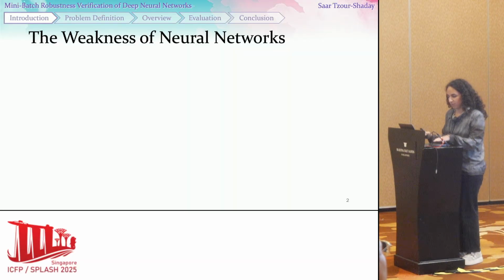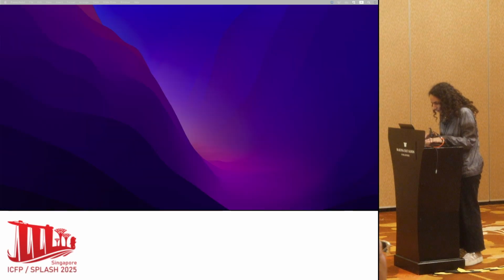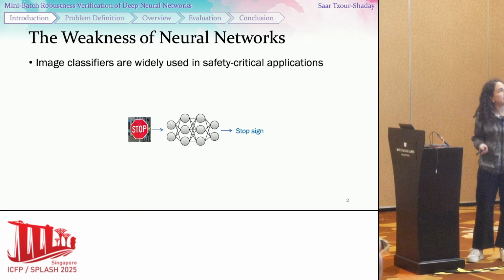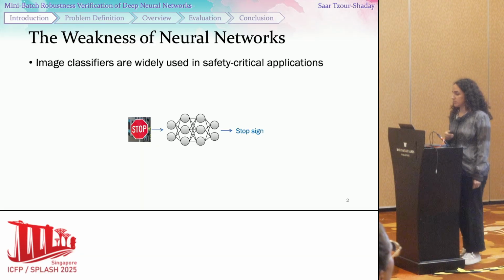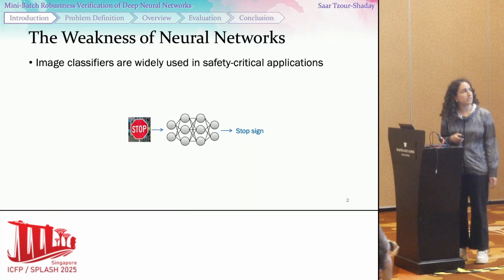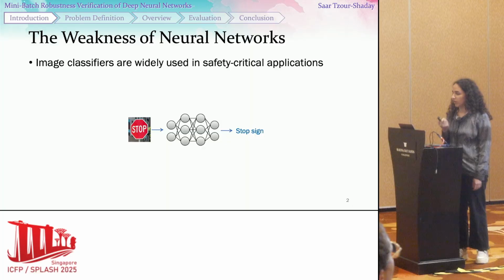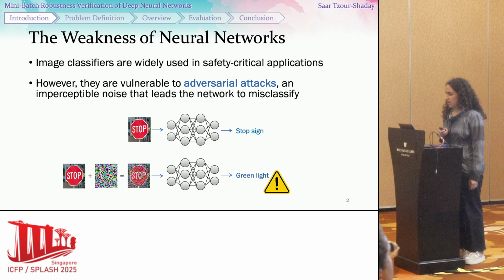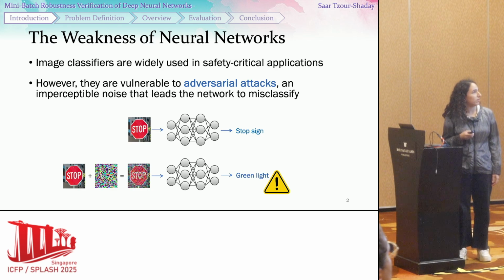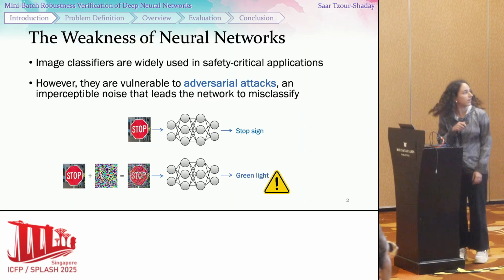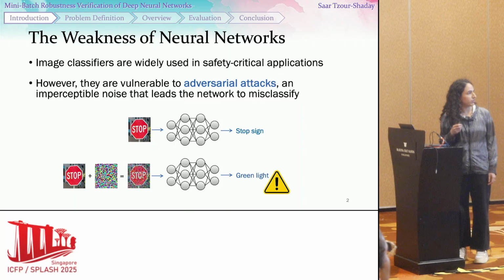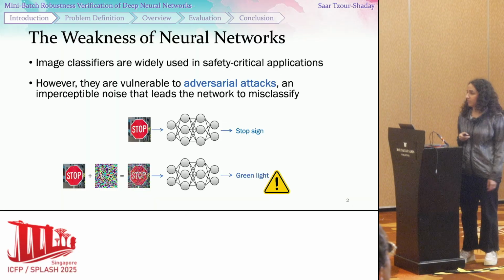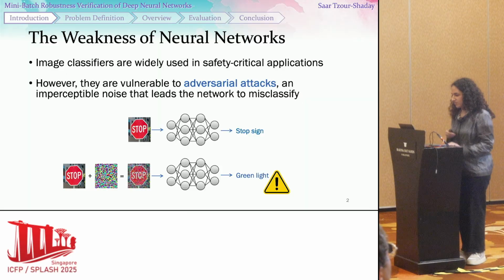So let's begin with the motivation. Neural network image classifiers are widely used across many domains, including safety-critical applications such as autonomous vehicles. Despite their impressive success, they are found to be vulnerable to adversarial attacks, which are small, carefully crafted perturbations added to the image pixels that can cause the network to misclassify, which can be very dangerous.